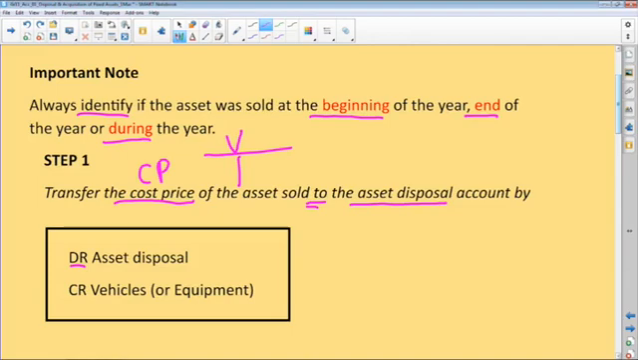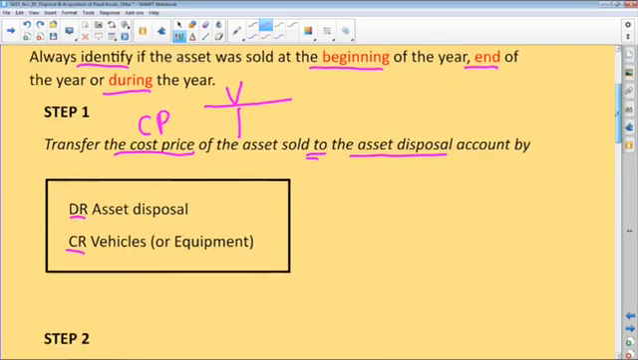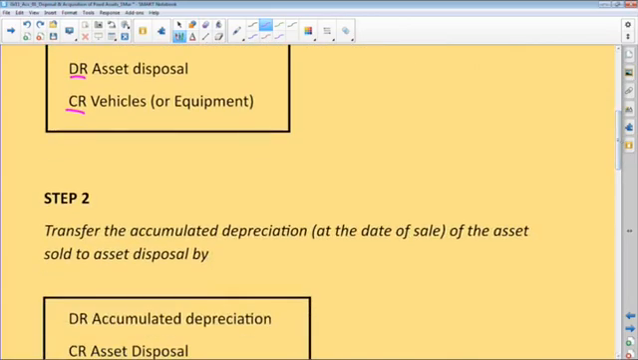I need to obviously pass a general journal entry, and that general journal entry will be as follows. I'm going to debit asset disposal and I will credit vehicles, or I might credit equipment depending on what I'm selling. Okay, so that is step 1. Right, step 2, guys. You're going to now transfer the accumulated depreciation, very, very important, at the date of sale. So in total, what is your accumulated depreciation at the date of sale of the asset that is being sold, also to this account called asset disposal?